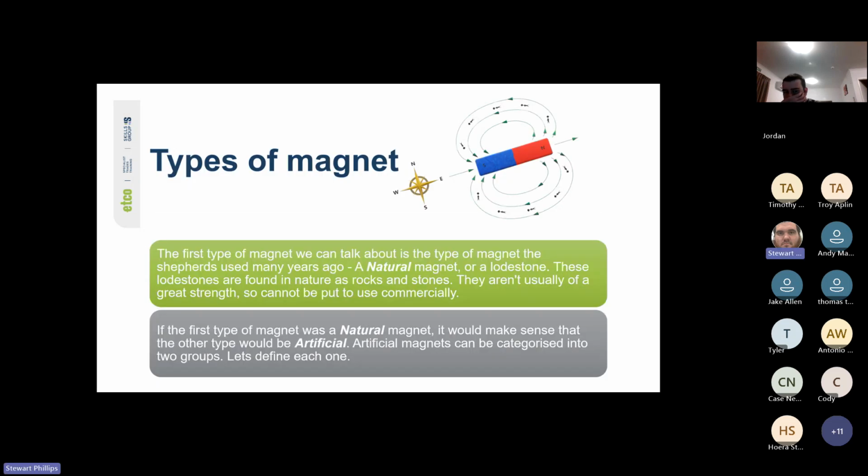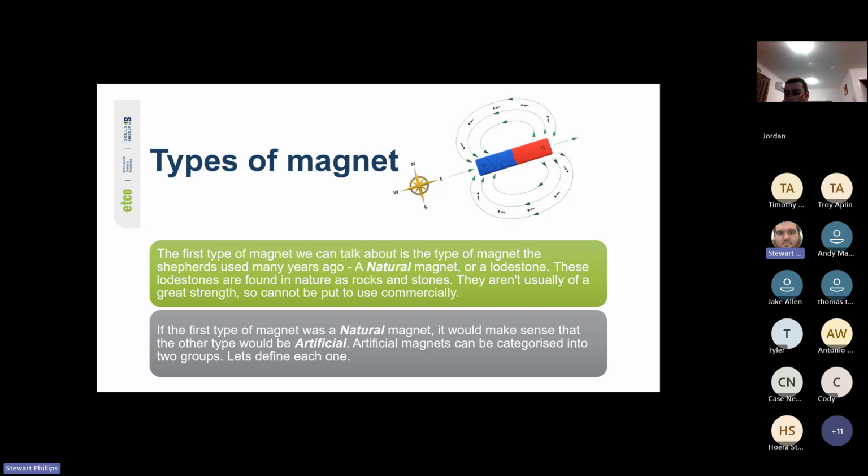The first type of magnet we'll talk about is the type of magnet the shepherds used many years ago, a natural magnet, or a lodestone. These lodestones are found in nature as rocks and stones. They aren't usually of great strength, so they cannot be put to use commercially. The first type of magnet was a natural magnet. It would make sense that the other type would be artificial.